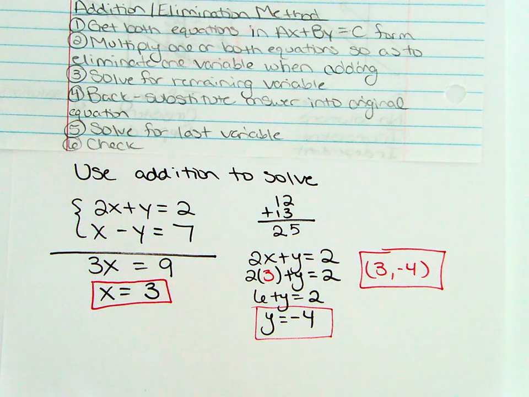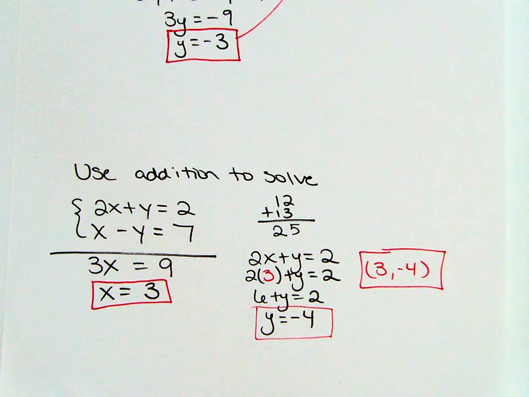You could solve it using the substitution method, make sure you get the same answer, or you could graph them and make sure that you get the same answer. All of those are good checks for making sure that you did it the correct way. But this one is obviously the easiest one because it gives it to us already nice and lined up. It was already ready to add. One of our variables canceled. We were good to go.